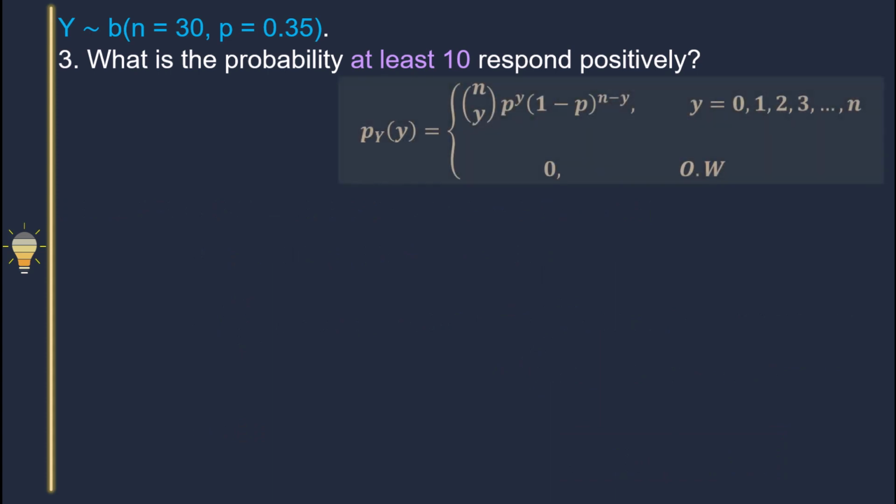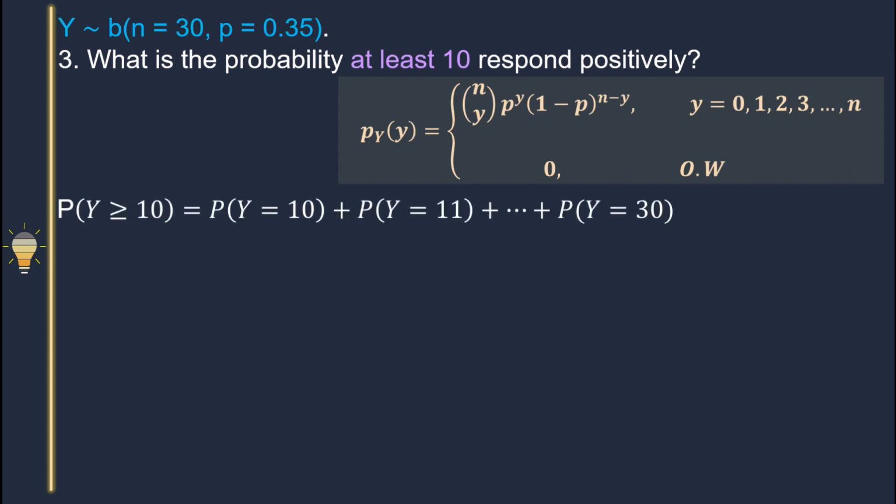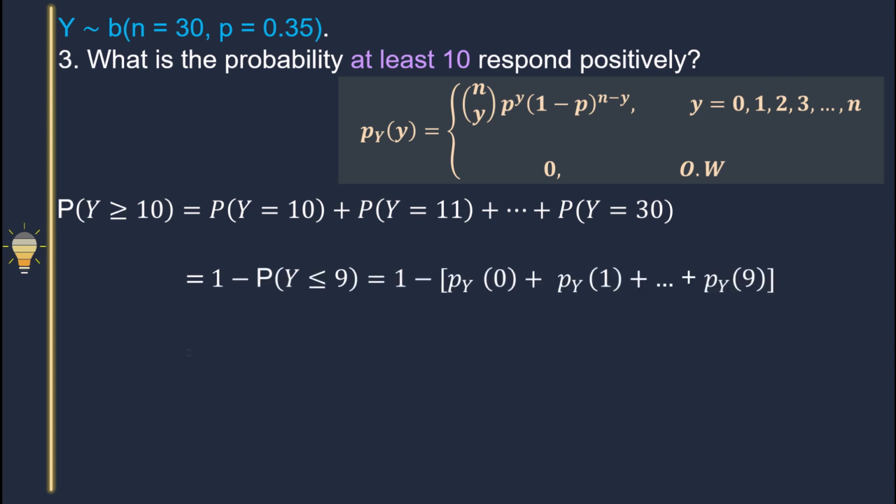Third one: what is the probability at least 10 respond positively? At least 10 means probability Y greater than or equal to 10. If you use Y greater than or equal to 10, then the values should be Y equals 10, Y equals 11, up to 30 because n equals 30. But there is an easier way to do this. It is 1 minus probability Y less than or equal to 9.